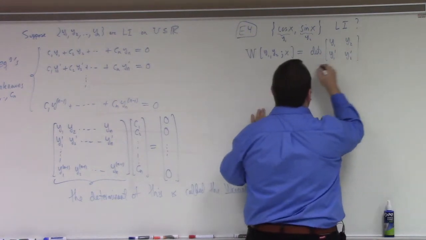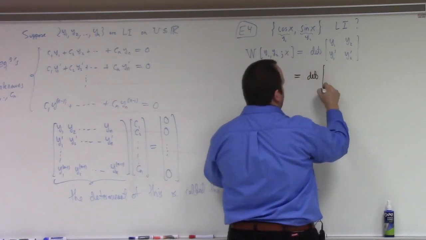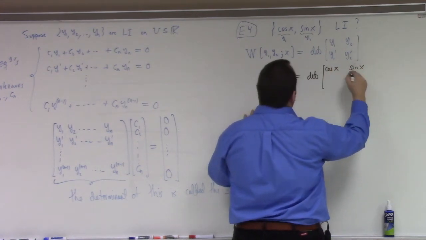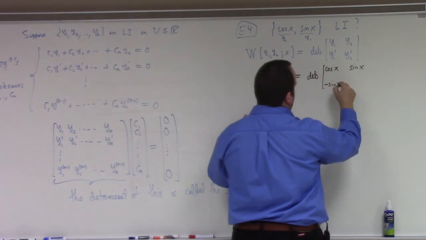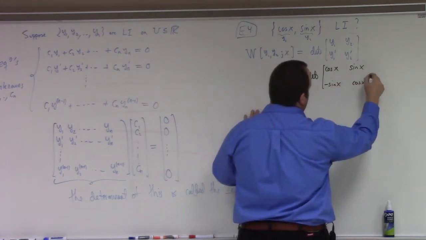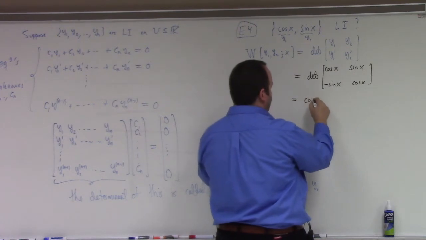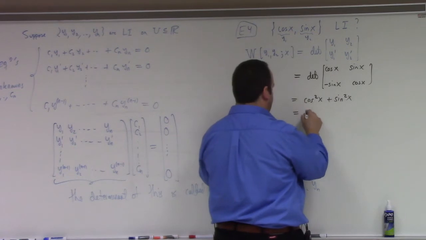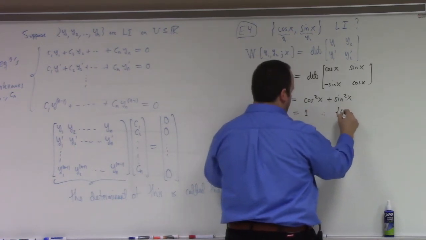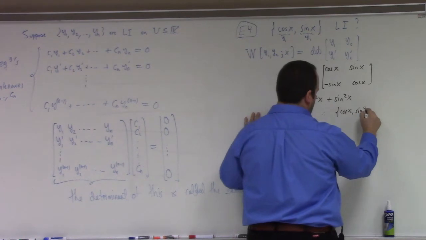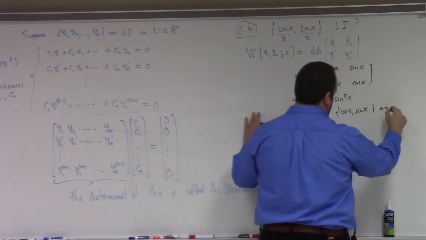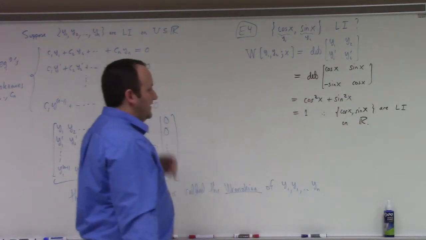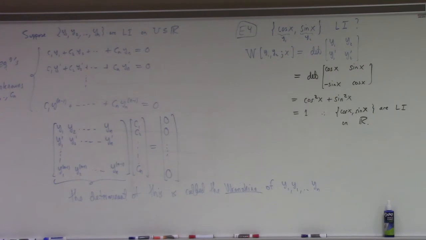But this will be, let me be more explicit here. What's y1? Cosine x. What's y2? Sine x. What's y1 prime? Minus sine x, right? And cosine x, the derivative of sine. Check it out. Cosine squared x plus sine squared x is the determinant there, which is 1, right? So therefore, cosine x and sine x are linearly independent on the reals. There was no condition on x at all, right?